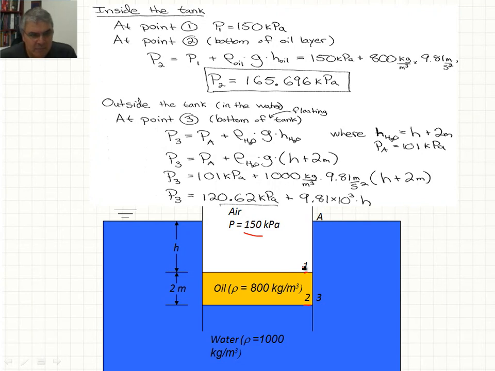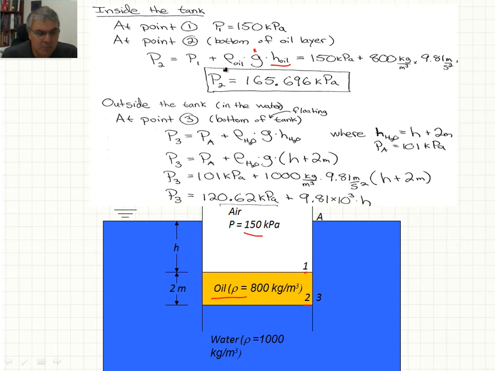So at point 1, the pressure would be 150 kilopascal. Again, that's right above the oil. At point 2, obviously we need to add the pressure at point 1 to the pressure that's caused by the oil, and that is rho g h, pretty much the height of the oil multiplied by the acceleration of gravity g and multiplied by the density of oil.